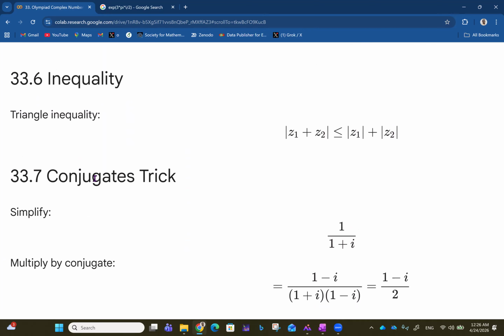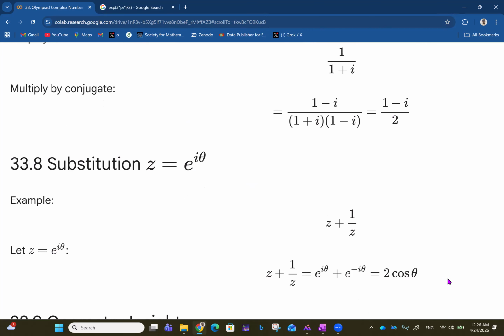So for conjugate tricks, right, you want to simplify 1 over 1 plus i. So you just multiply by the conjugate. So you have 1 over 1 plus i times 1 minus i over 1 minus i. So that's why we have 1 minus i over 1 plus i times 1 minus i. So you have 1 minus i now. Just do the difference of two squares. That's 1 squared minus i squared. I squared is minus 1. So that's 1 minus minus 1. That's 2. So you have 1 minus i over 2. So that means you have 1 over 2 minus 1 over 2 i.